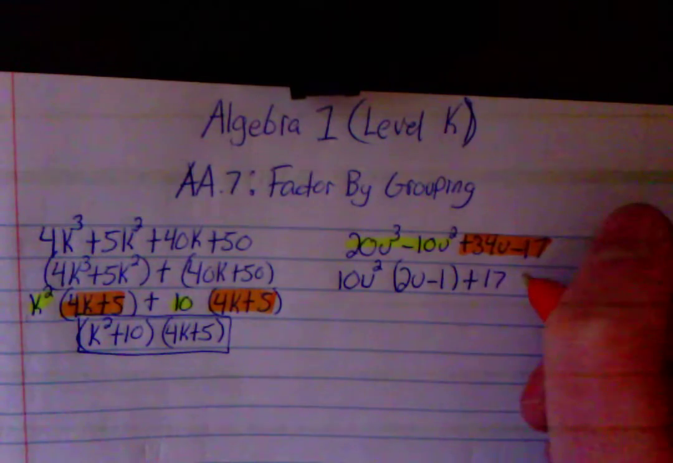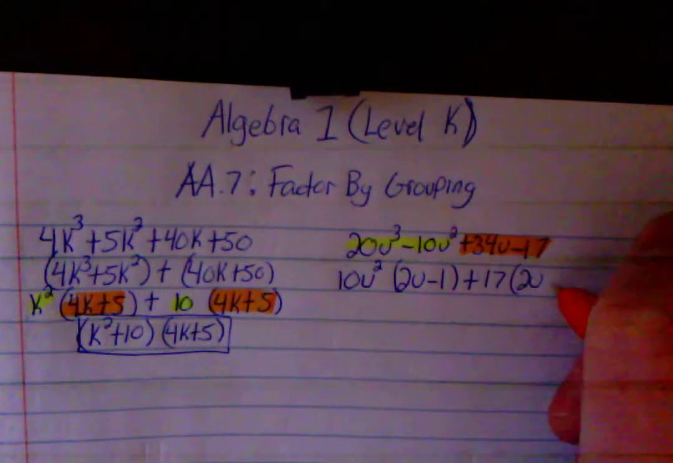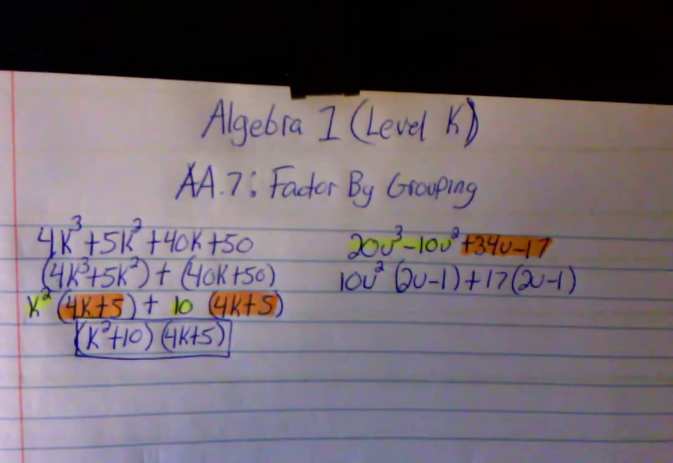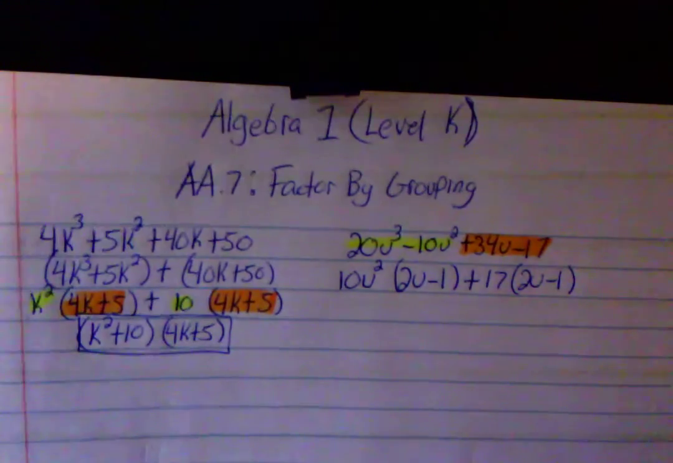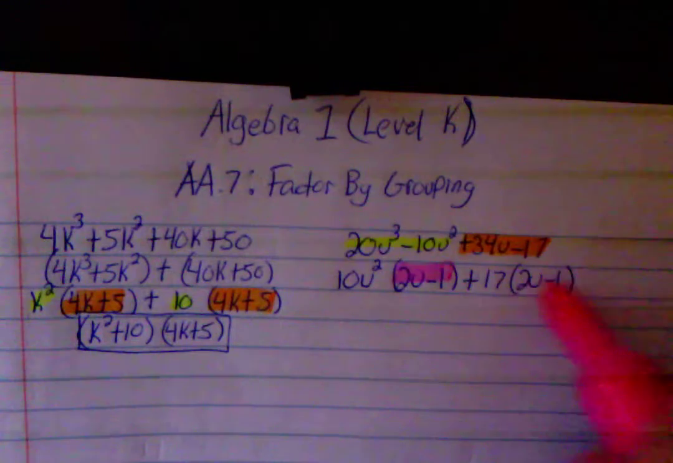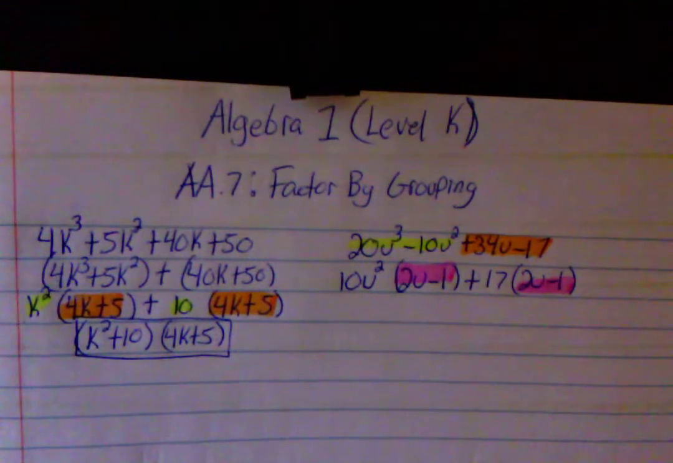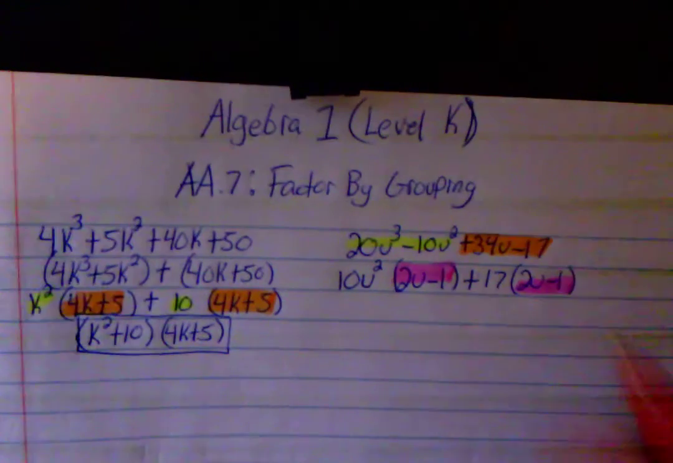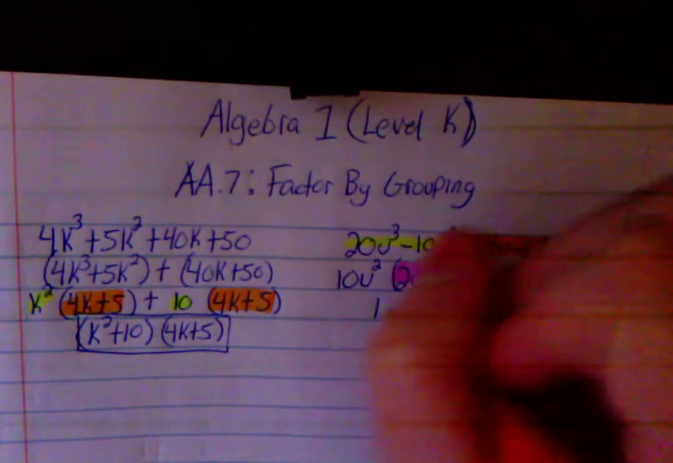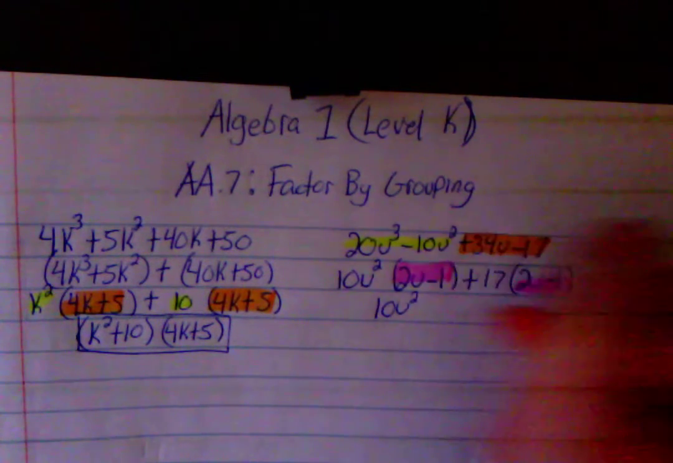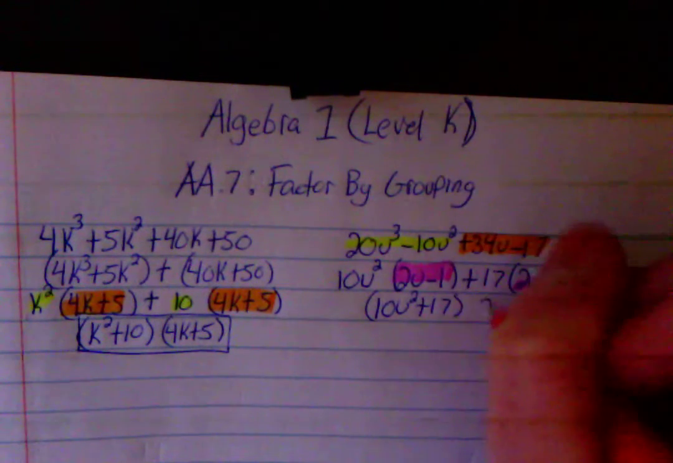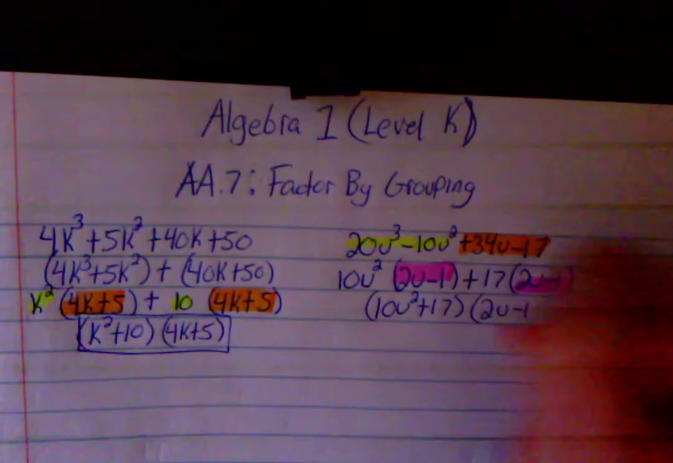So I know that 17 is the greatest common factor, and minus 1. So if I look, I see that I have 2u minus 1, 2u minus 1. They match, therefore I know I will probably have the right answer. So our final answer is 10u squared plus 17 times 2u minus 1.